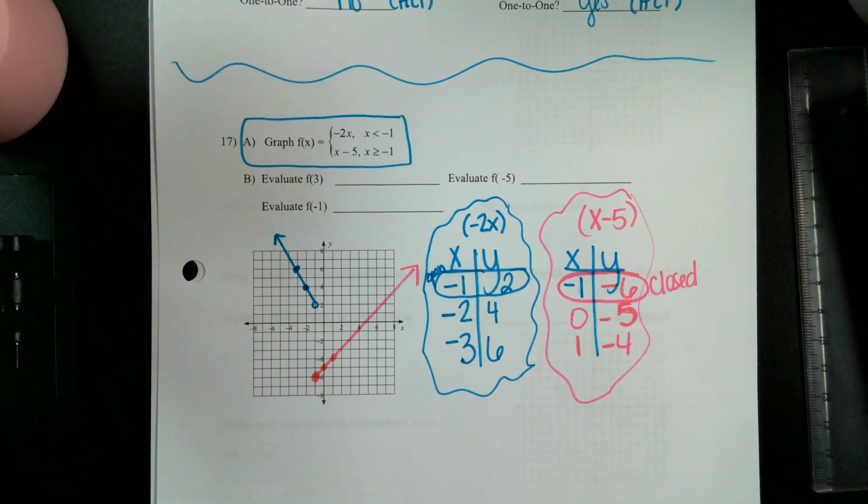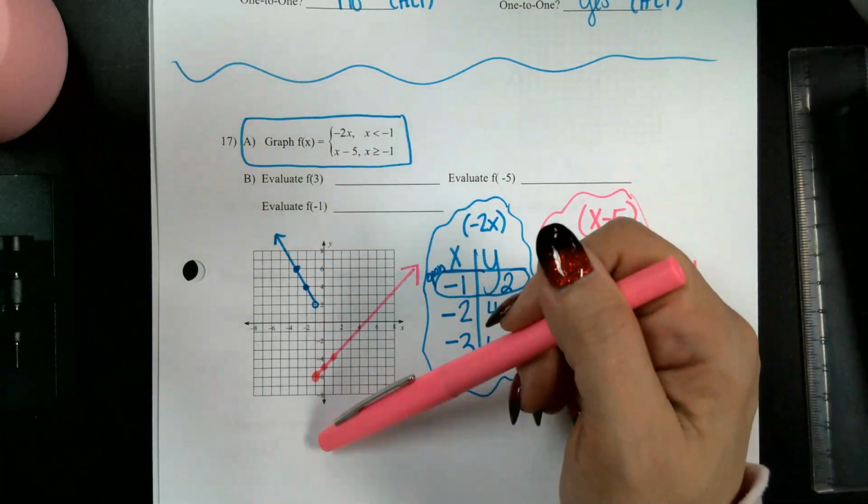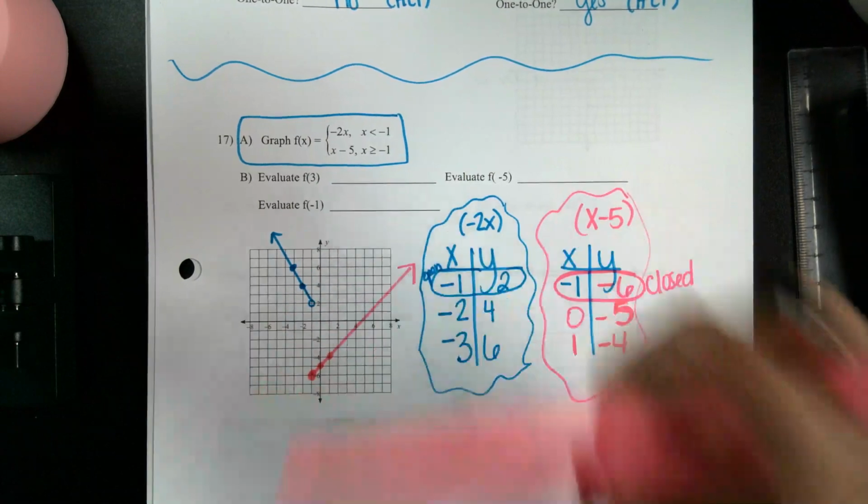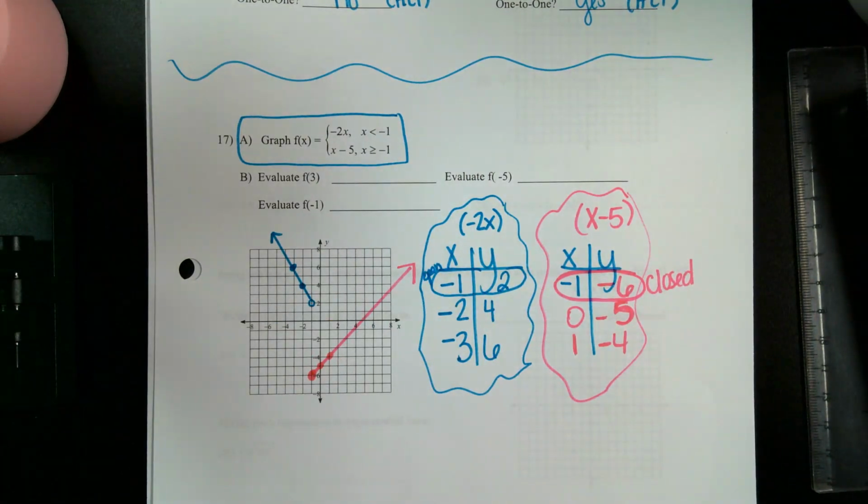And again, at the -1, because it's a function, both of those cannot be closed. So one of them should be open and one should be closed, and they are, and it's based on the symbol. If the symbol had an equal sign, you make it closed.